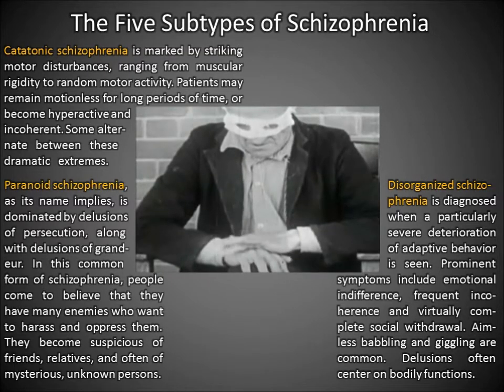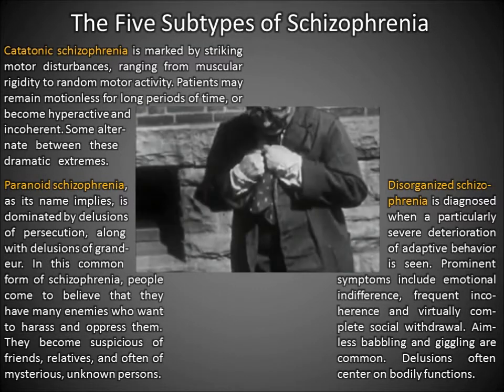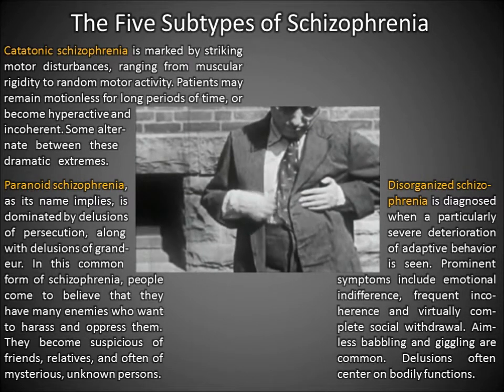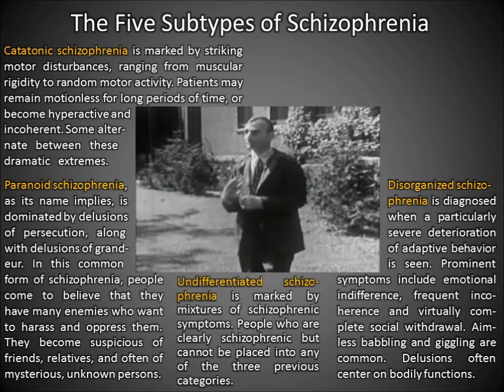Paranoid schizophrenia, as its name implies, is dominated by delusions of persecution along with delusions of grandeur. In this common form of schizophrenia, people come to believe that they have many enemies who want to harass and oppress them. They become suspicious of friends, relatives, and often of mysterious unknown persons.